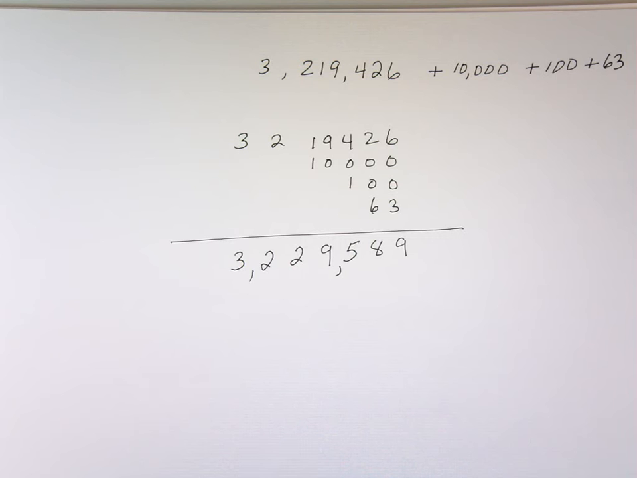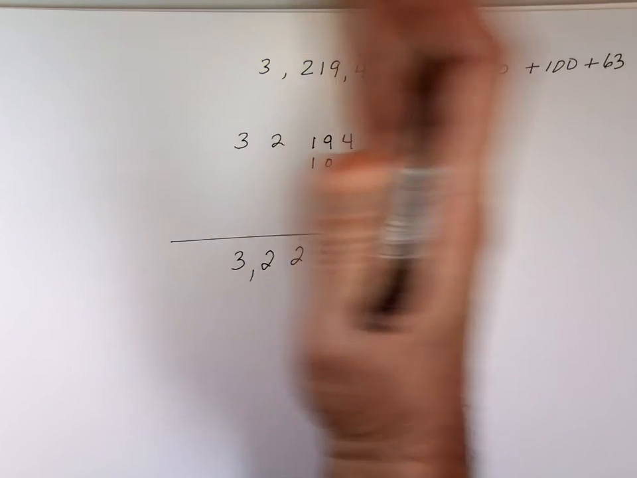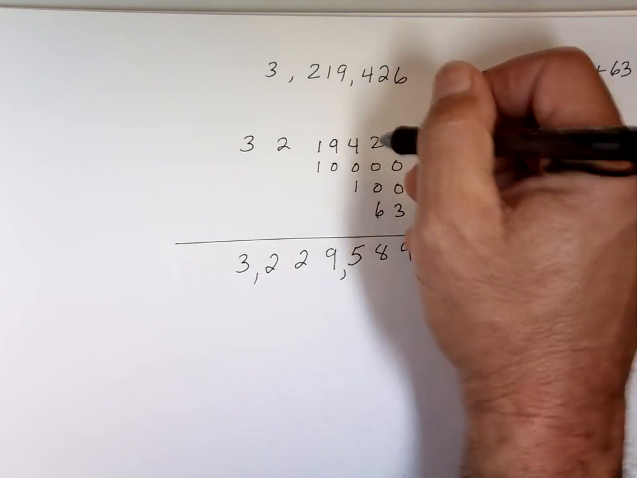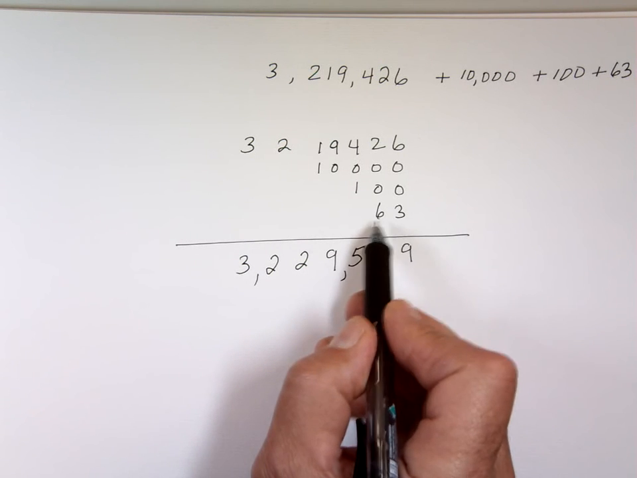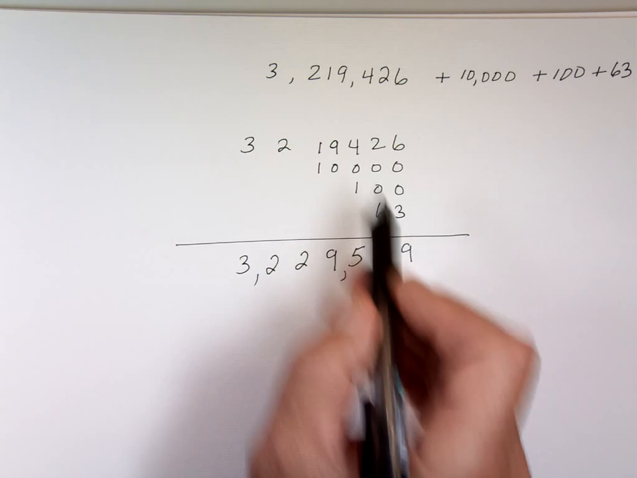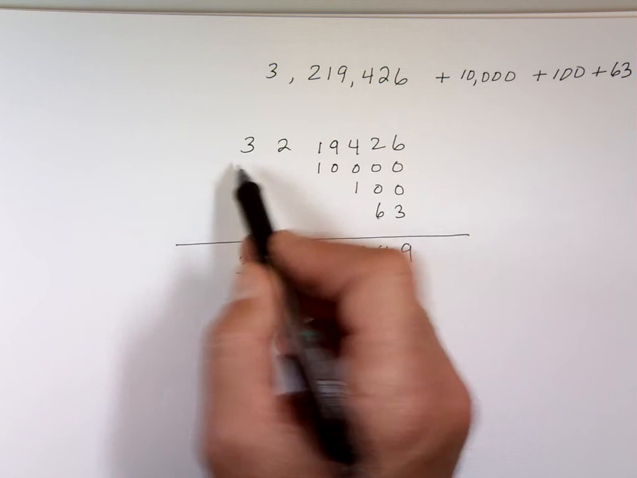And as more money comes in, they add that. So you might have people giving you a large amount, people giving you a small amount, but when you add them, you start from the right side. You line them up, the ones on top of the ones, the tens on top of the tens. This one gave you 63, 3 ones and 6 tens. I'm going to add that to the tens and ones, not the hundreds and millions.